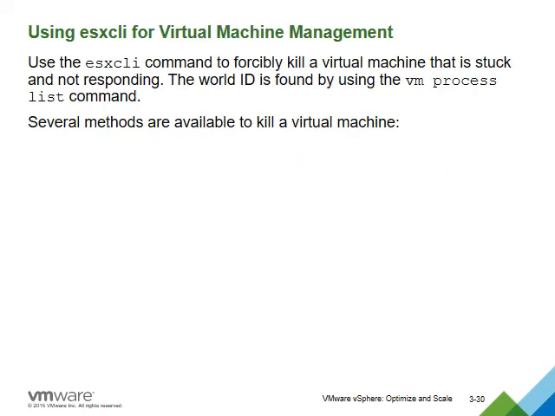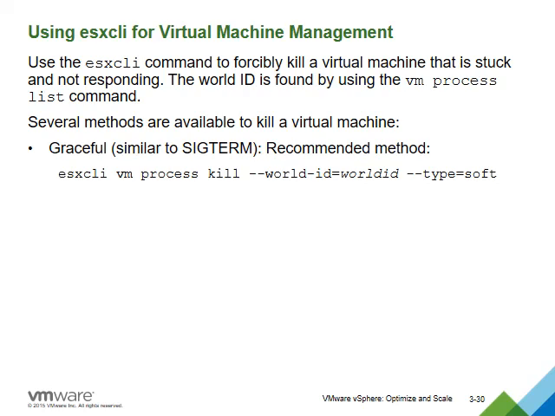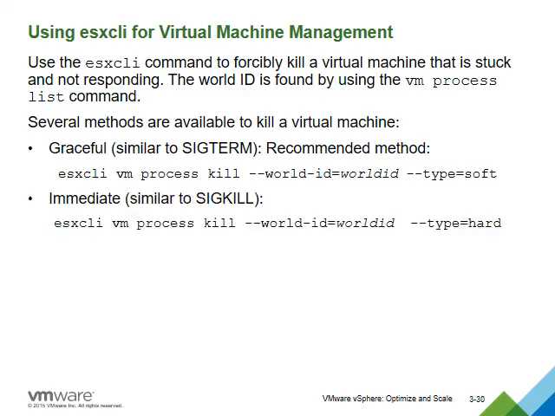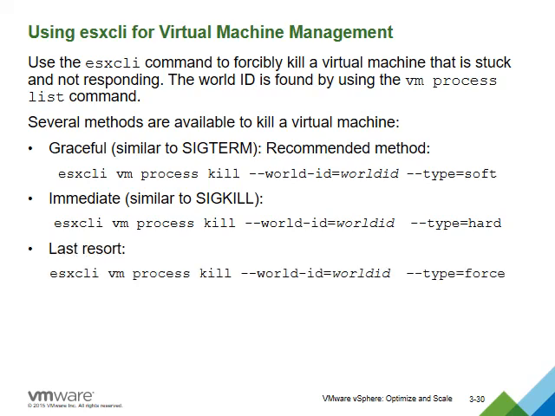When using an ESXCLI for your VM management, you'll want to use this ESXCLI command to forcibly kill a VM that is stuck and not responding. Now, there are several methods available to kill a virtual machine. You have graceful, which is the recommended method, you have immediate, and then you have last resort. The world ID for a virtual machine is used to forcibly kill the virtual machine, so just remember that. And when you use these commands, use them in descending order, and use the force option only as your last resort.